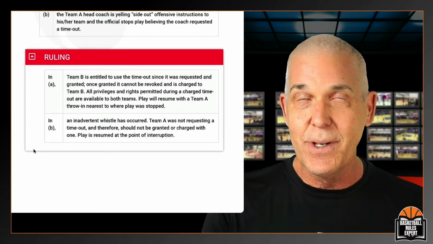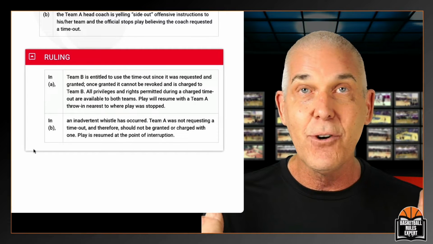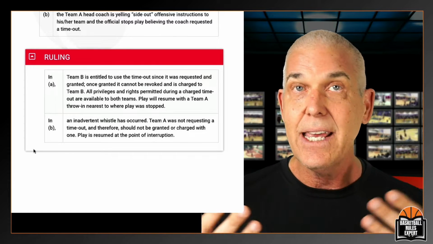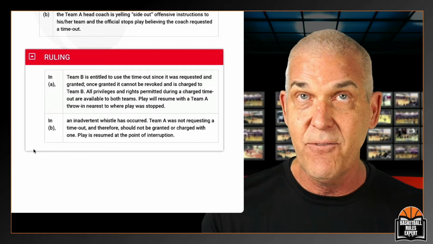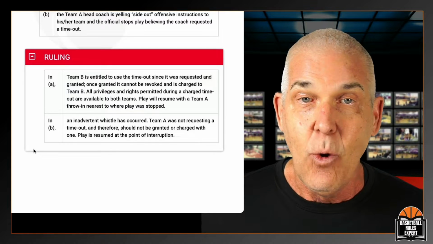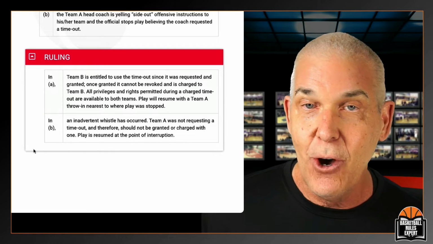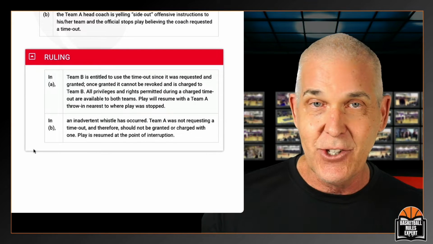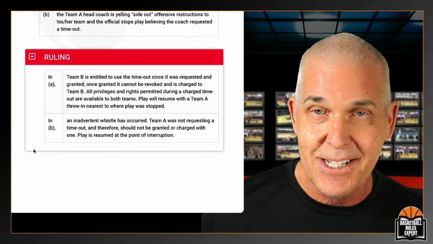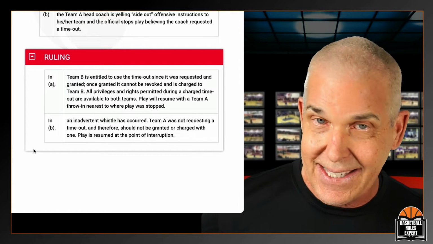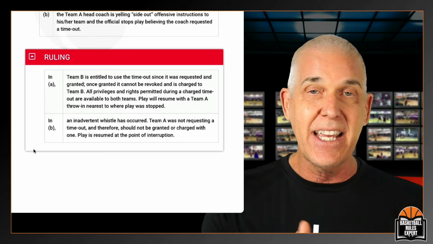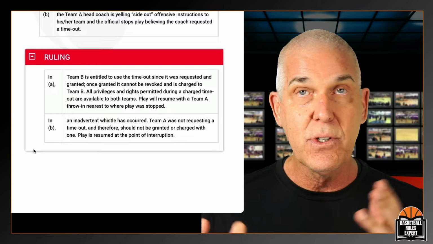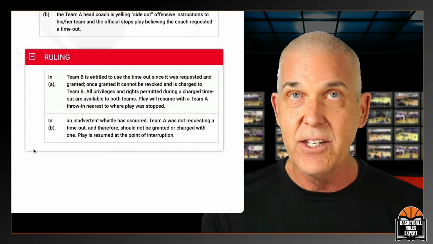interesting the dichotomy between these two. One, inadvertent whistle is not an option. The timeout was granted, even though it was erroneously granted by the officials. Once granted, it cannot be revoked and is charged to Team B, right? And then in the second situation, an inadvertent whistle has occurred. Team A was not requesting a timeout, right? That's the distinction, and therefore should not be granted or charged with one. Play is resumed at the point of interruption.